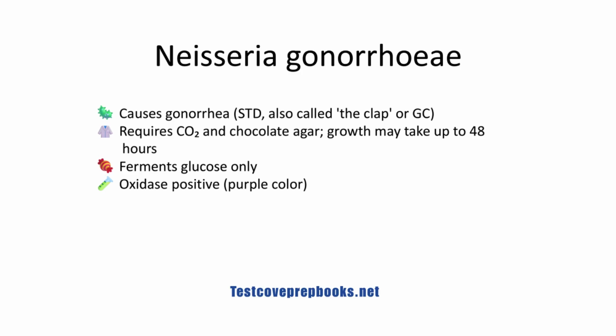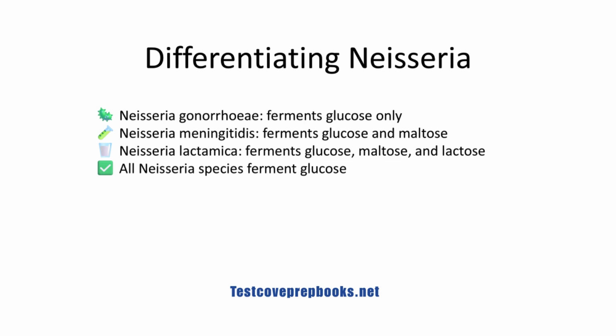To differentiate Neisseria species, we rely on sugar fermentation patterns. All Neisseria species ferment glucose. Neisseria gonorrhoeae ferments glucose only. Neisseria meningitidis ferments both glucose and maltose. Neisseria lactamica ferments glucose, maltose, and lactose. This simple framework makes it easy to separate these three organisms in the lab.